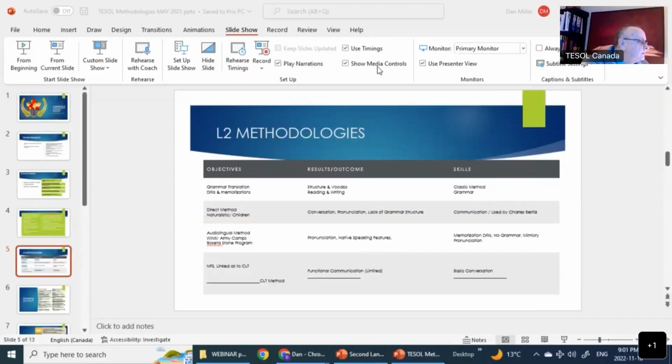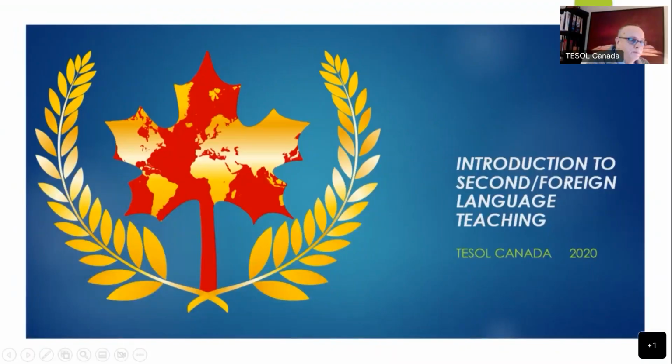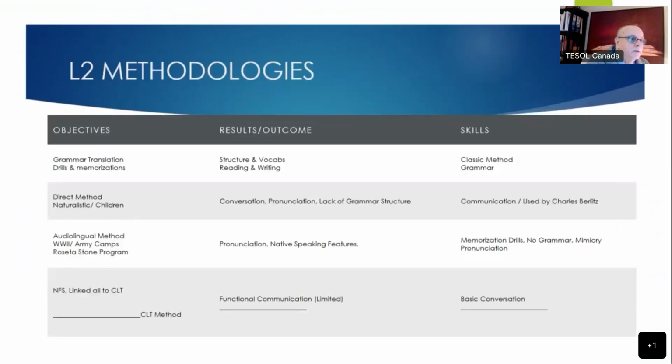On Tuesday, we began with talking about methodologies, and we looked at the grammar translation method, and we looked at the direct method. Let me just get this set up as the slideshow so you can see it a little bit better. There we go. So with the grammar translation method, can you tell me a little bit about what you remember about the grammar translation method, Bushra?